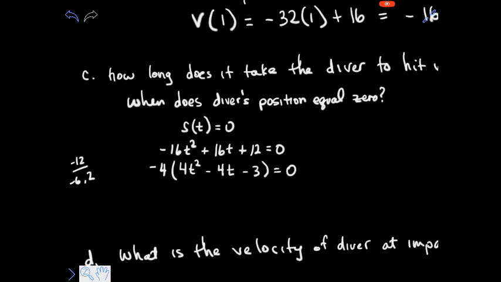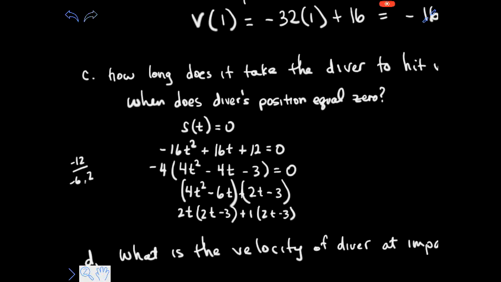So what I need to do is rewrite this as 4t squared minus 6t plus 2t minus 3. So I've got 4 terms now. I can factor this one by grouping. From this first group, I can factor out a 2t, which leaves me 2t minus 3. From this group here, the only thing those two terms have in common is a plus 1. So that leaves me with 2t minus 3.